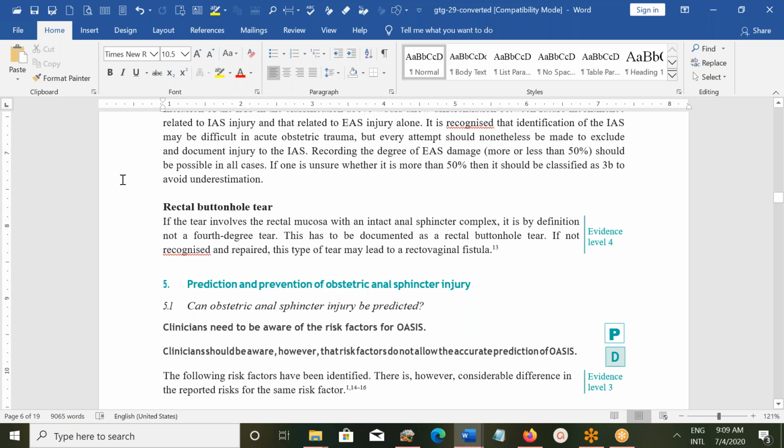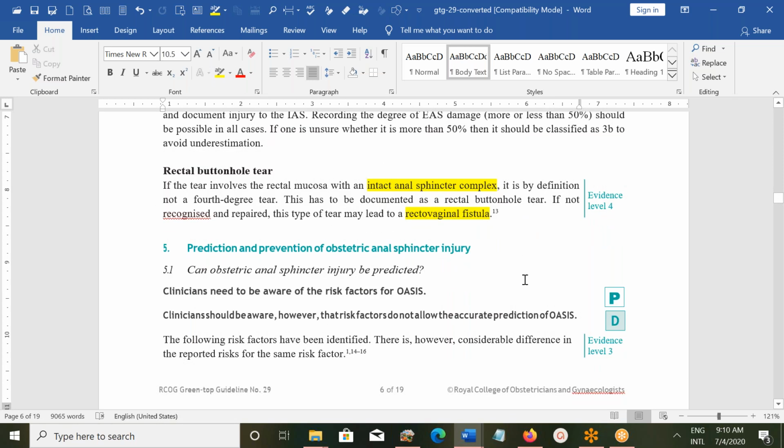Be careful when you have to talk about another isolated tear. This is called a rectal buttonhole tear. This tear involves the rectal mucosa with an intact anal sphincter complex. This is just like a small cut, which may be incomplete. You will just see some bulging and some weakness. So you will think it is better that I should repair it, because even if a small defect is left behind, it can give rise to formation of a rectovaginal fistula, which is a far more serious condition and very hard to manage.